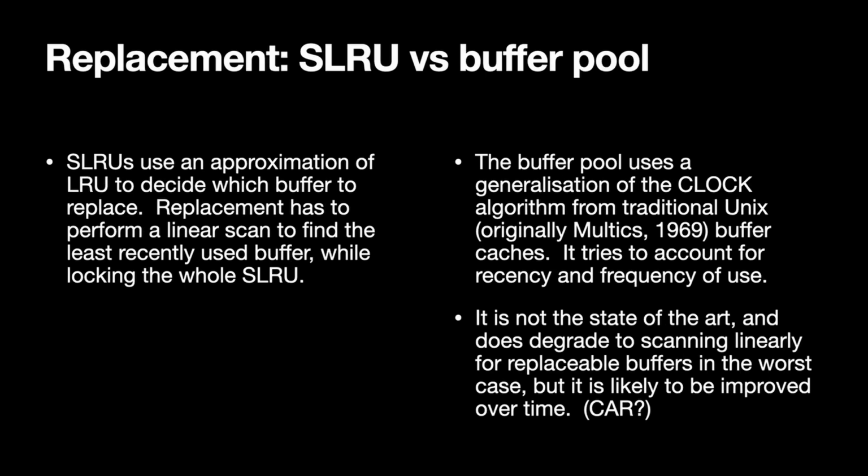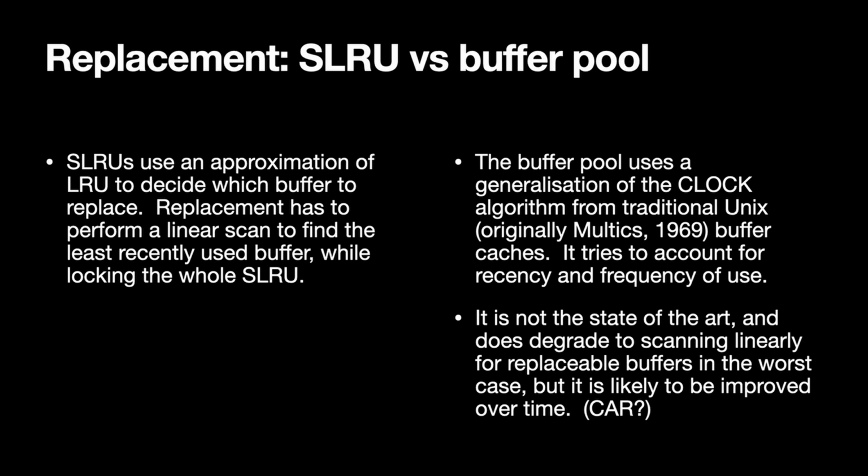Another point of comparison between SLRUs and the main buffer pool is the buffer replacement algorithm. So buffer pools obviously have the difficult job of deciding which data you need most in the future. They can't see into the future, so they have to make predictions based on past performance, which is notoriously difficult. The SLRUs use an approximation of least recently used, which is obviously where the name comes from. Simple least recently used cache is the naming origin for that. The replacement algorithm that it uses performs a linear scan to find the least recently used buffer.